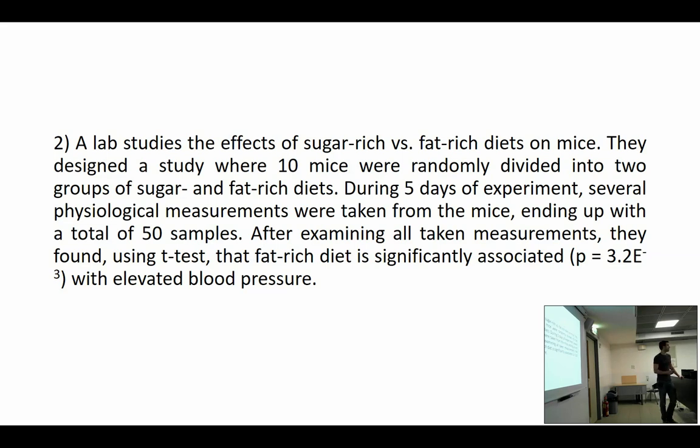What else? Maybe the samples are dependent because from 50 samples, it means they took several samples from the same mouse. Exactly. That's the exact problem we spoke about before. So again, we only have 10 mice which were measured during 5 days. And then we apply a t-test, which, to remind you, assumes that the measurements are independent. But that's not the case. For each mouse, we have 5 different measurements of the same mouse.